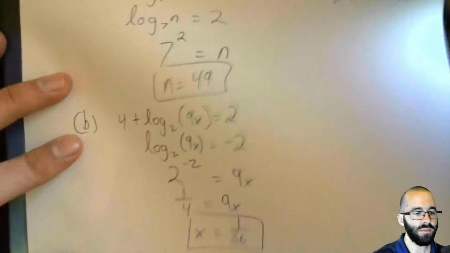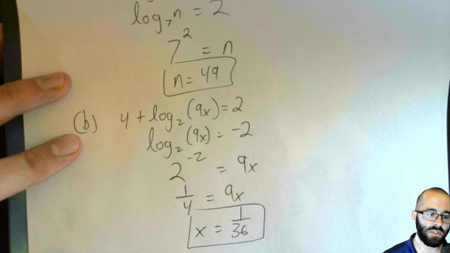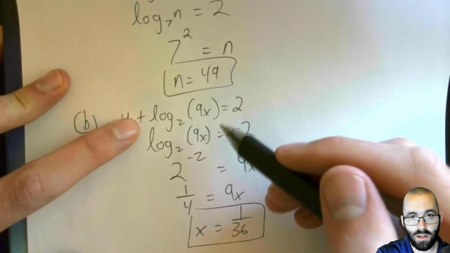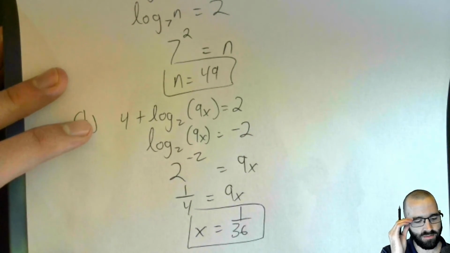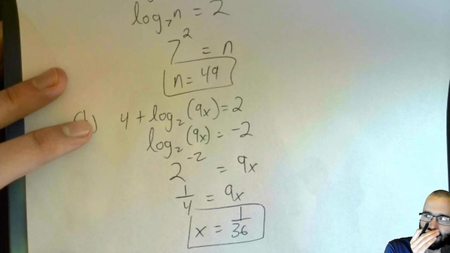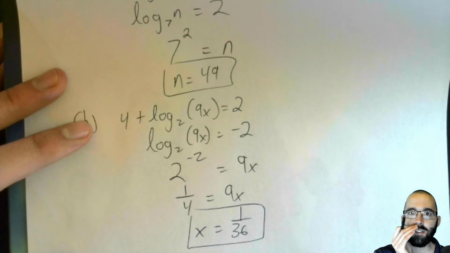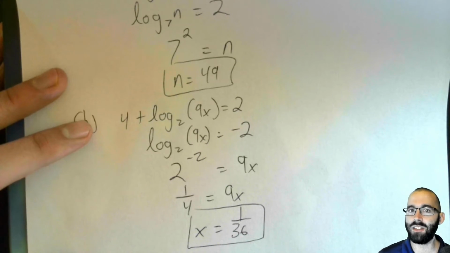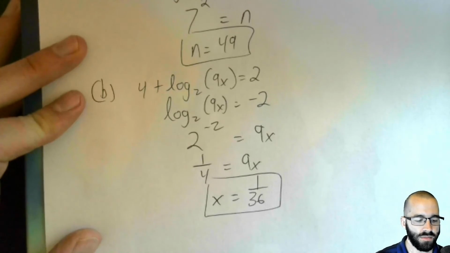All right, and that's the basics of how you can solve logarithmic equations if there's only one log. If there's multiple logs, we could actually just combine them into one logarithm. If only we had some properties that we could use to combine things into a single logarithm. We do. All right, and that'll be the next video.